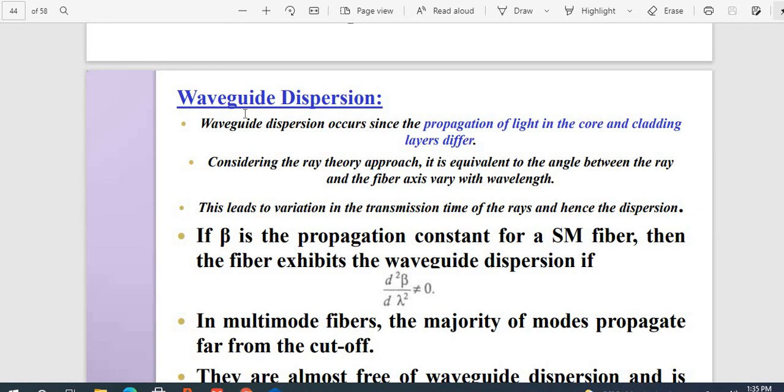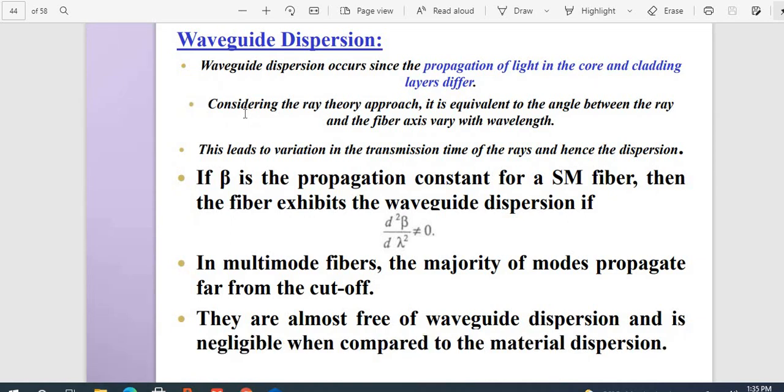Suppose beta is the propagation constant for a single mode fiber. If it is single mode, we won't get any second derivative because it's a single mode, right? Only if it is multi-mode can we get that part. So d square beta by d lambda square is not equal to 0. In a multi-mode fiber, the majority of the modes propagate far from the cutoff, so the cutoff is very far.